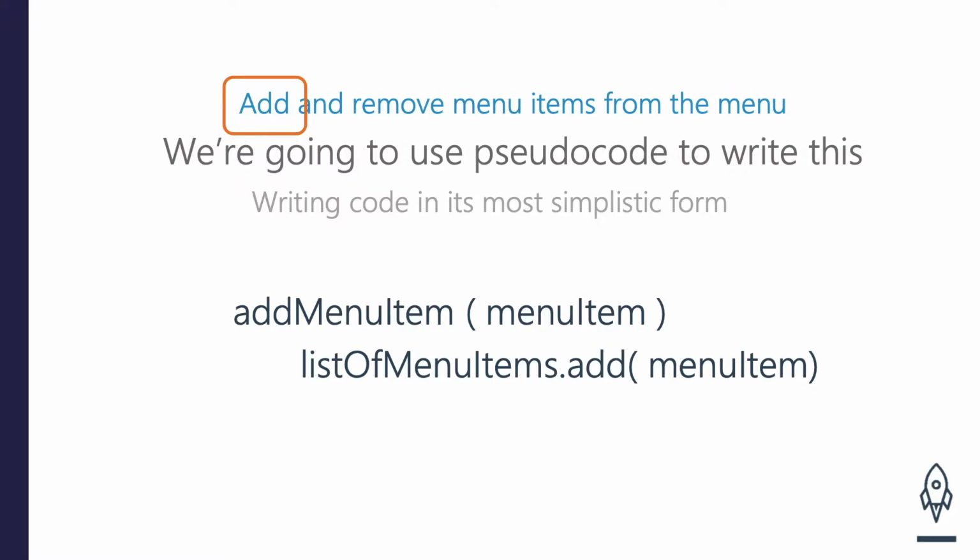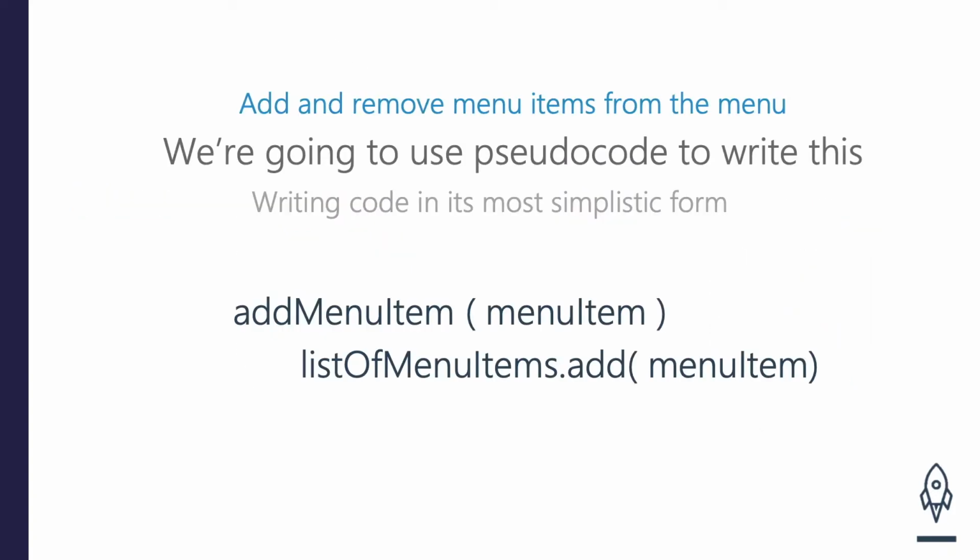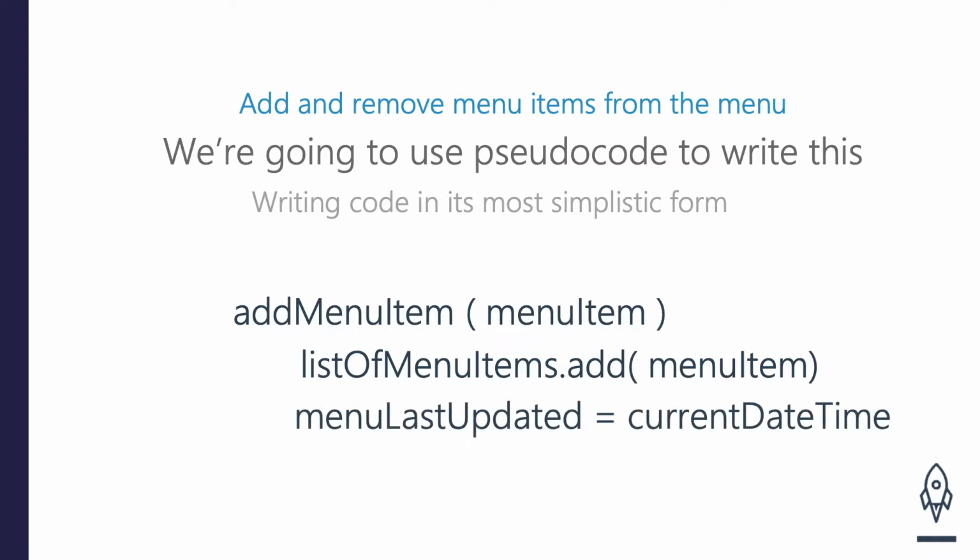One more thing we're going to add to this add menu item method. If we take a look back at the classes we made before, we see that we're adding a menu item to that list of menu items in menu, but we also have this property here called last updated. This is very important because last updated is supposed to have the date and time of when we last updated our menu. So therefore, looking back at our add menu item, if we add a menu item to it, technically we updated our menu. Therefore, we should update our last updated property or class variable with the current date and time that we did it at.